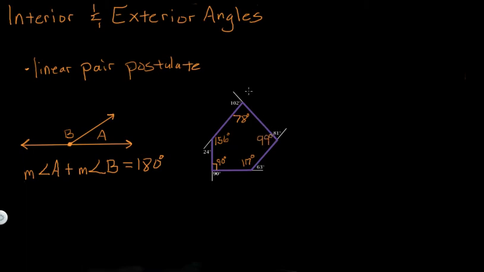All right. So these are the exterior angles, and we can use the linear pair postulate to calculate the interior angles here because we can't use our formula, because this is not a regular polygon.